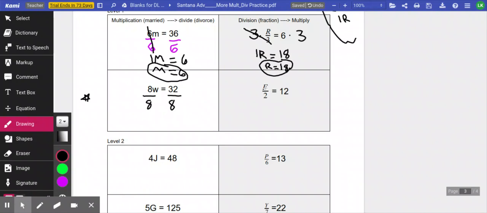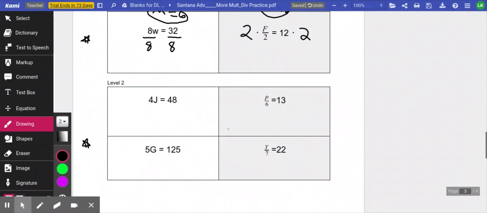On the other side, f divided by 2 is 12. Think, what's happening to f? It's being divided by 2. So the inverse would be times 2. And again, think about what happens to the 2's on the left side. Think about what they end up becoming.